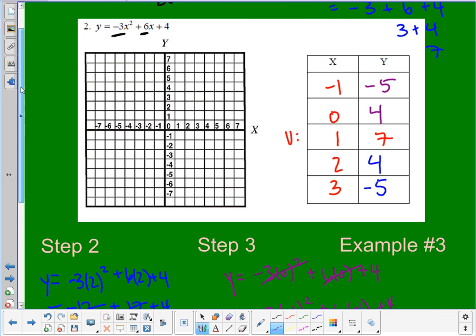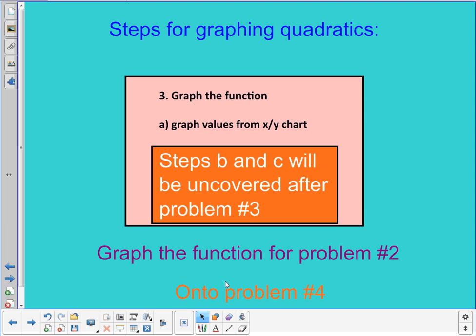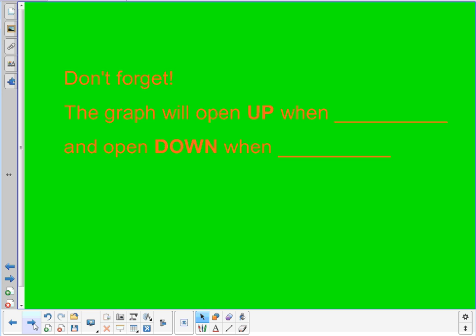Okay, so now we need to actually put these on the coordinate plane. The next thing that we're going to do is graph the values from the XY chart. This is step 3 on that first page there. The next thing we would do is put the values on the chart. So let's do that.